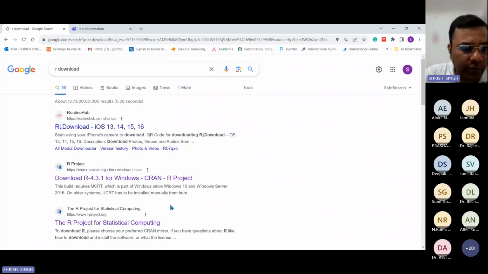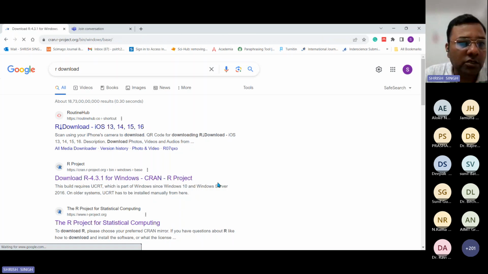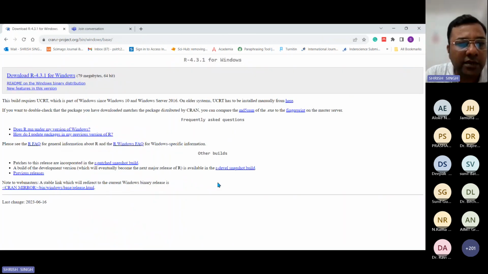There's no issue. If you don't have it, you can download it from here. You can see this CRAN R project org. You just write R in Google and you will find some links. From there you can go to this site, cran.r-project.org, Download R. Here you have the option to download R 4.3.1. I think this is the most recent version of R, because R is updated on a regular basis.